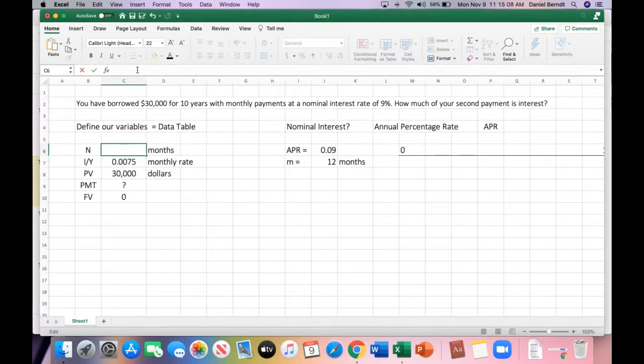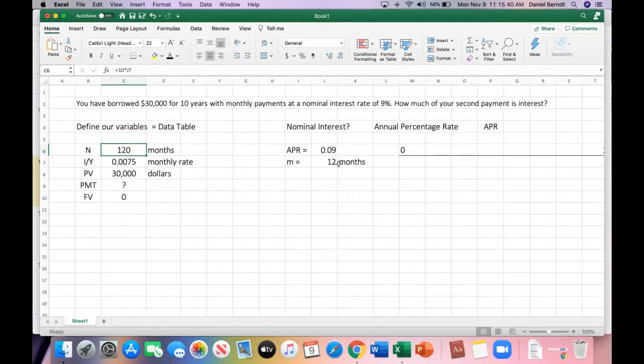So what I'm going to do is I'm going to say equals 10 times, and then just cell reference my M over there. And now I have everything defined accurately. So I know that I'm going to borrow $30,000 across a 10-year period. However, in reality, it's across a 120-month payment period. And my monthly interest rate is 0.0075.